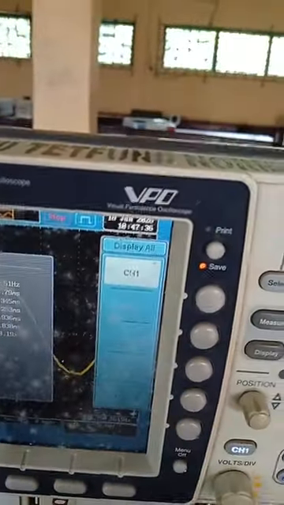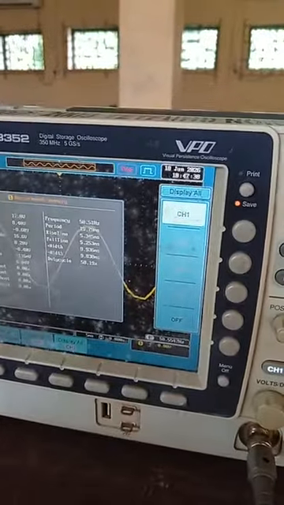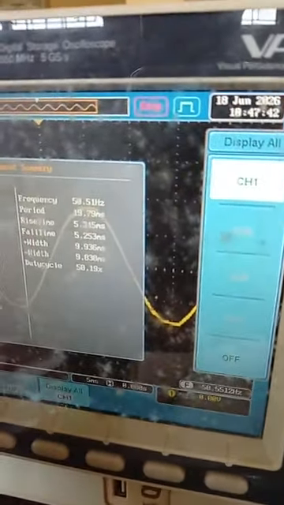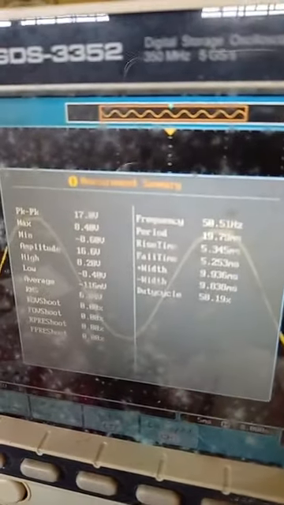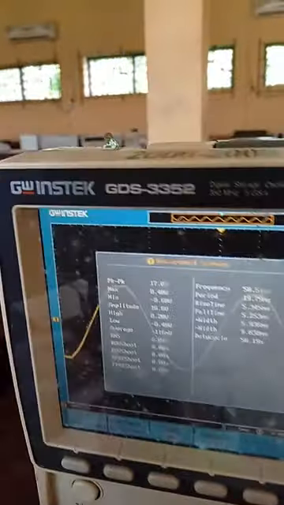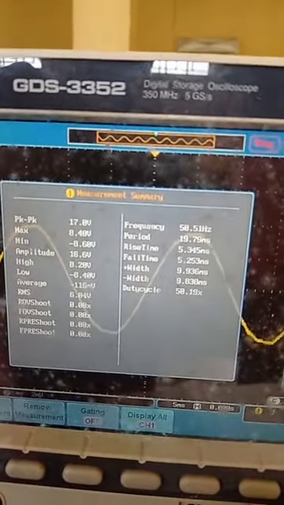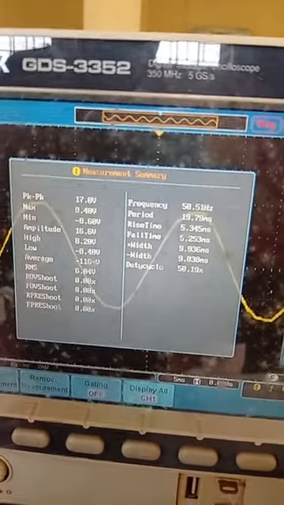That's 16.6 volts amplitude. Have you seen all the values? These are the values that the oscilloscope gives to us. So 16.6 volts from there.